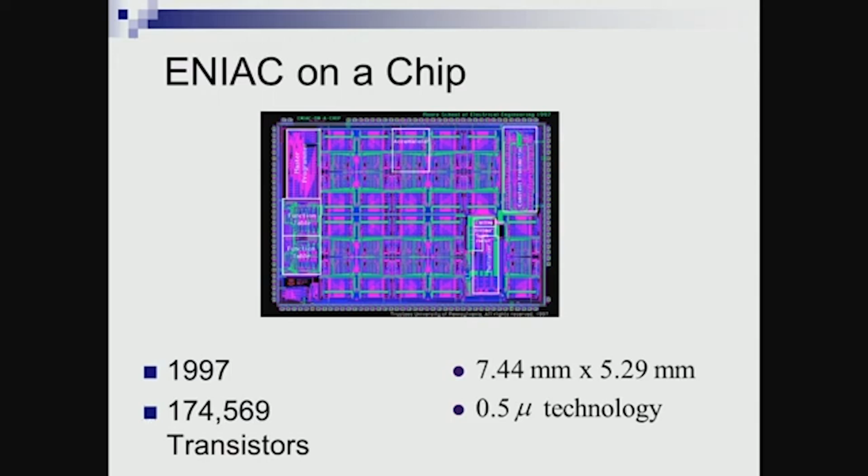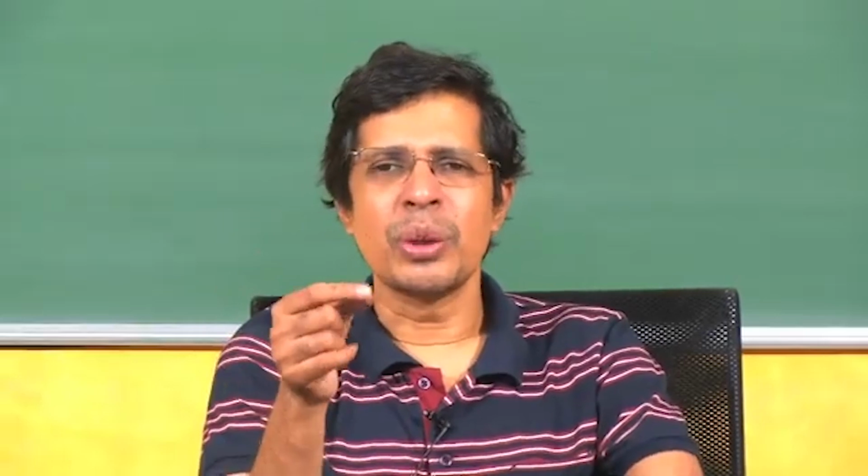What is 0.5 micron? It is a very rough answer: if you assume a transistor is a square, then the side of the square is 0.5 into 10 power minus 6 meters. So, this is roughly what we can say.